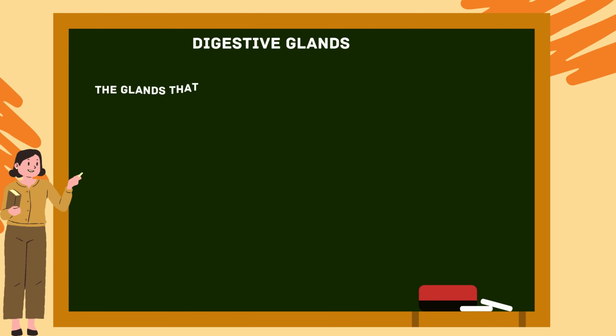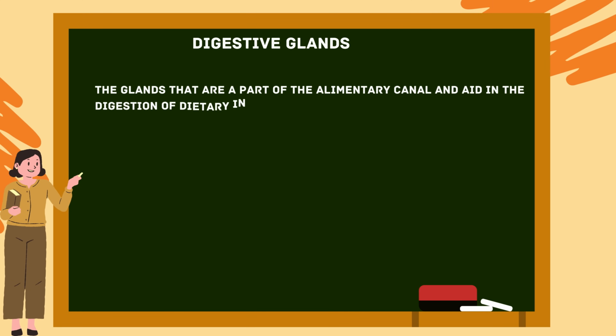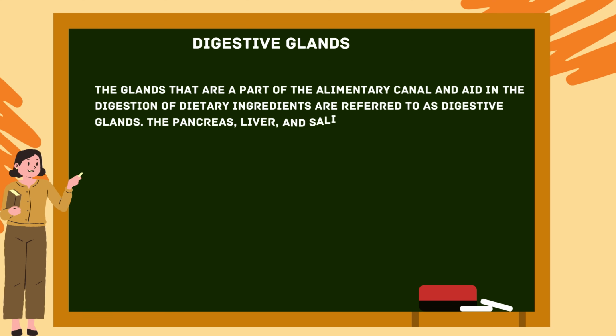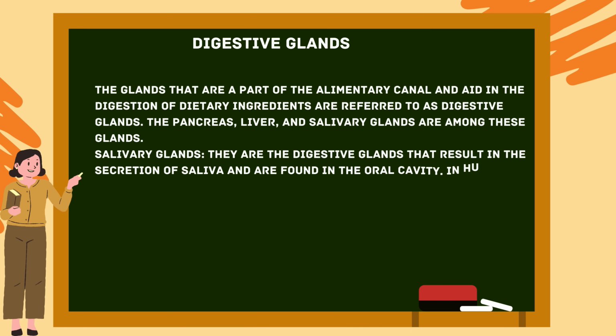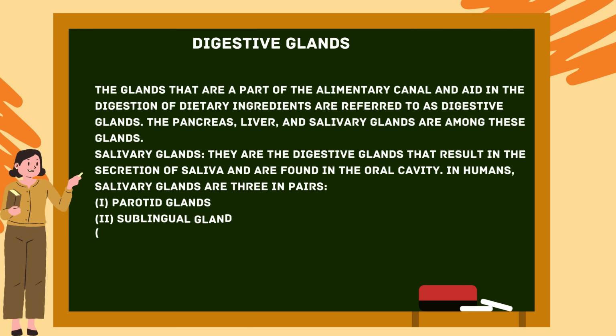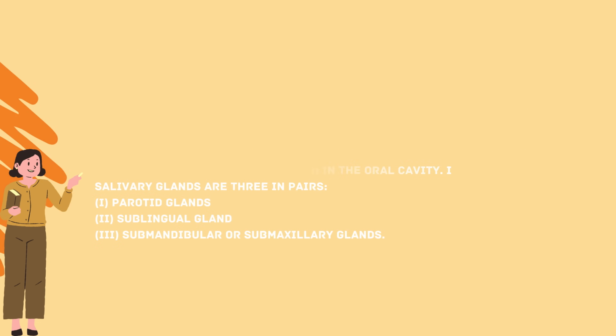Digestive glands, the glands that are a part of the alimentary canal and aid in the digestion of dietary ingredients, are referred to as digestive glands. The pancreas, liver, and salivary glands are among these glands. Salivary glands. They are the digestive glands that result in the secretion of saliva and are found in the oral cavity. In humans, salivary glands are 3 in pairs. 1. Parotid glands. 2. Sublingual gland. 3. Submandibular or submaxillary glands.